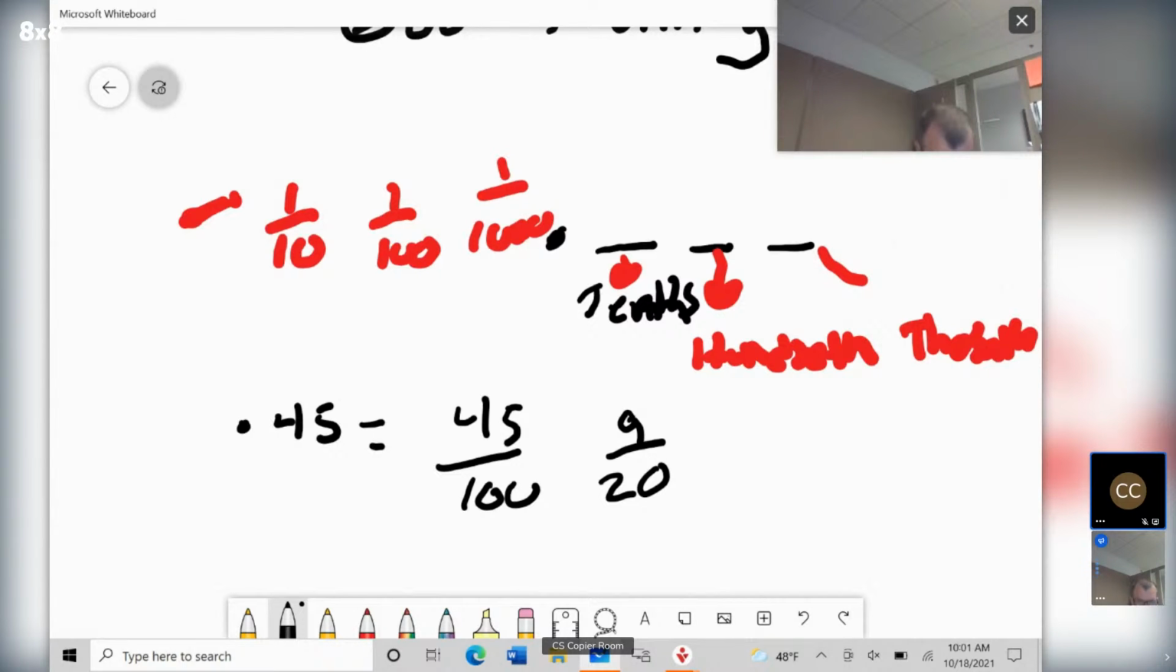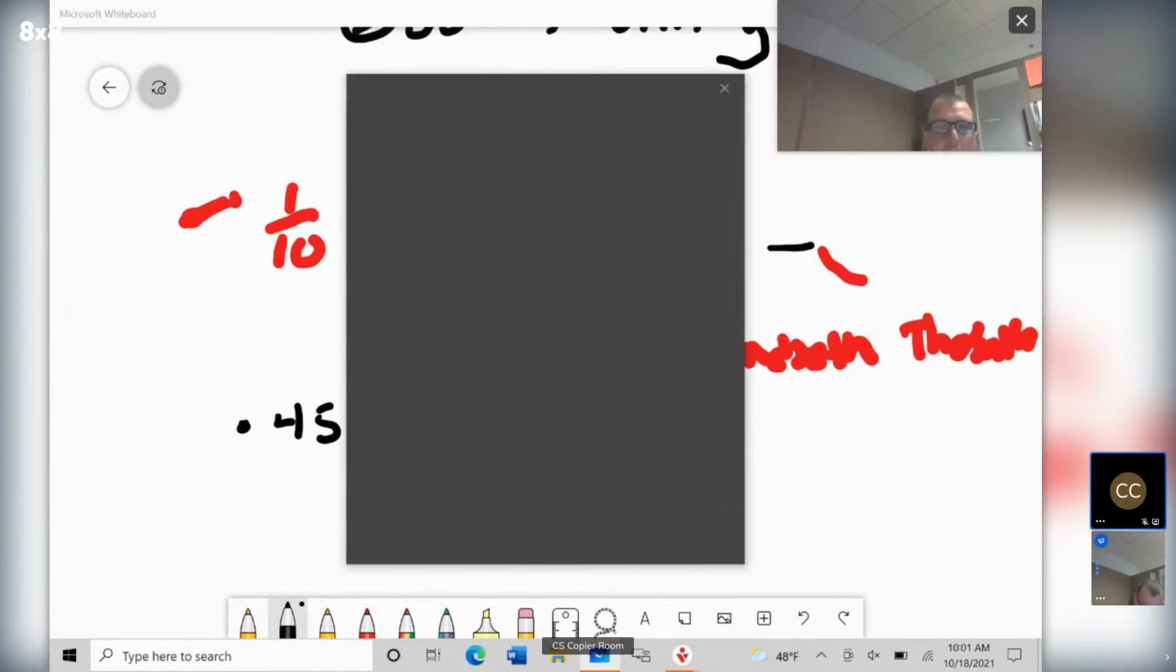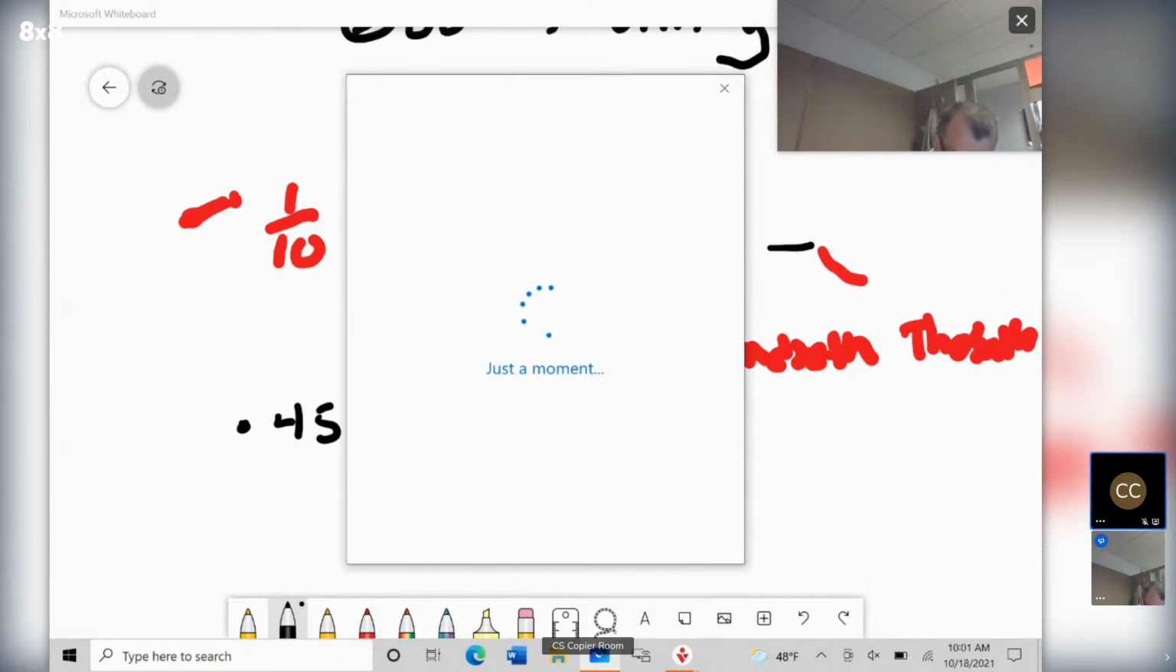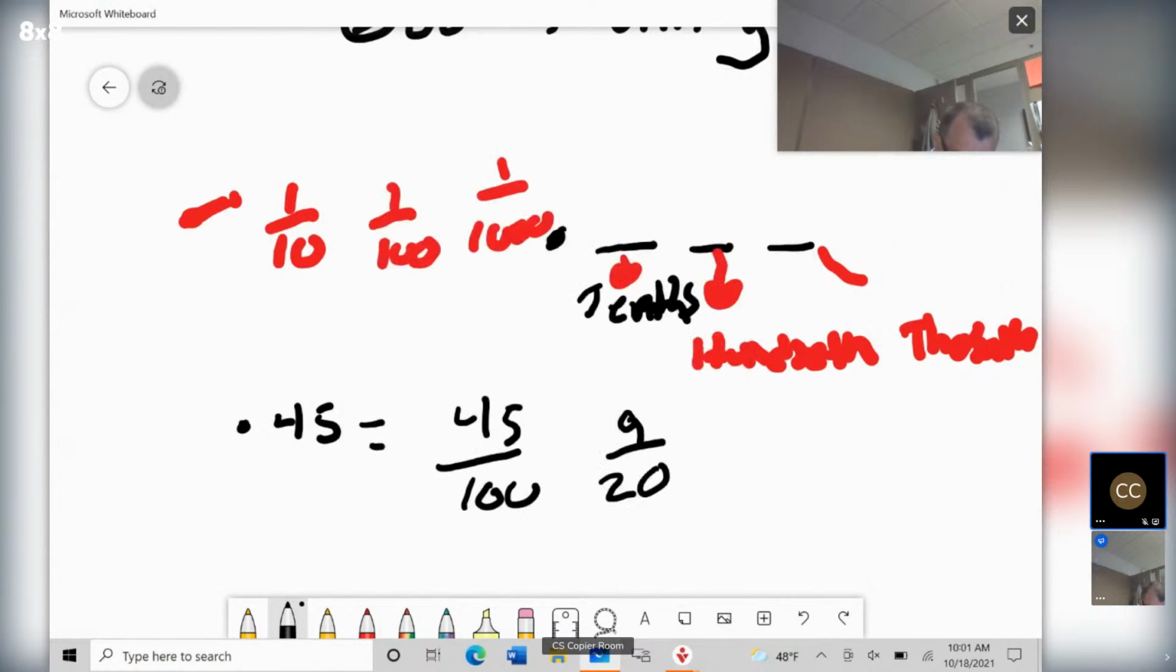Okay, so the key when you convert a decimal to a fraction is just looking at how many places to the right of the decimal the numbers go. In this case, the last one is the 5, it's in the hundredths place. So we would convert that over 100.